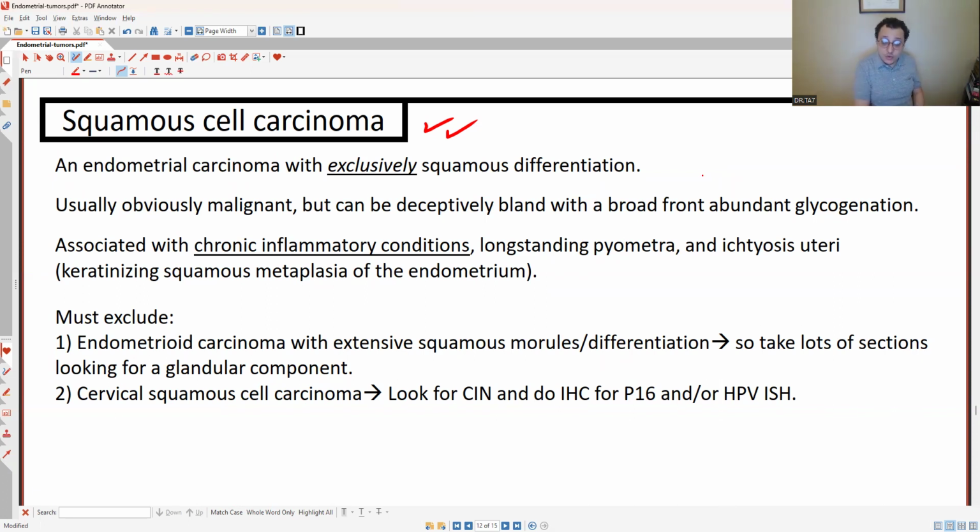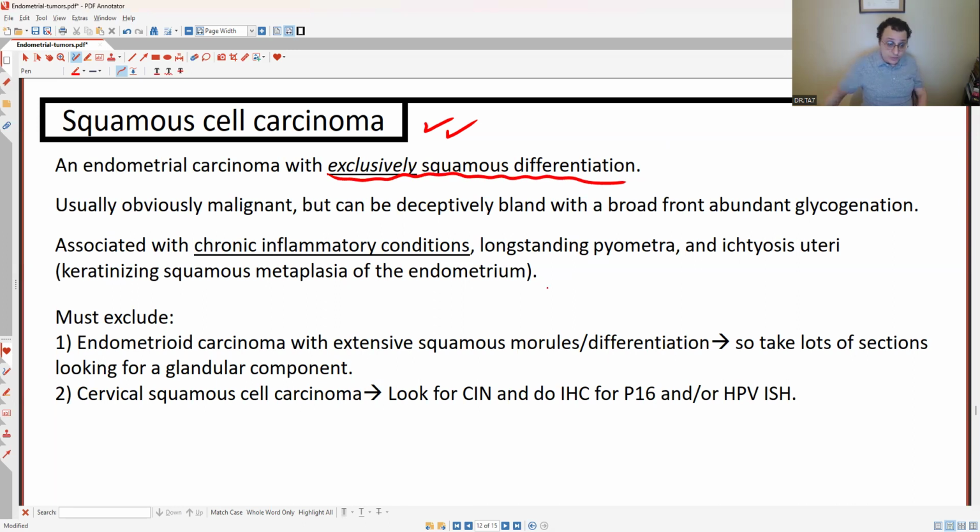However, before calling it squamous cell carcinoma, we need to back up a little bit. So I submitted more and more sections, and all you see is malignant squamous cells. So unfortunately, the attending told me we have to deliver this bad news to the patient, that this is endometrial carcinoma with exclusive squamous differentiation.